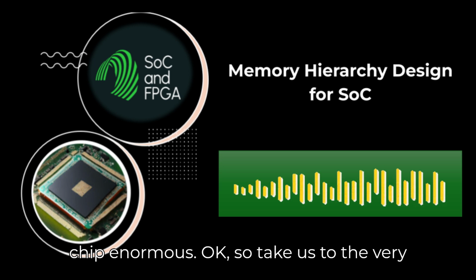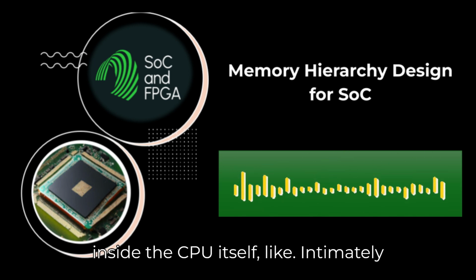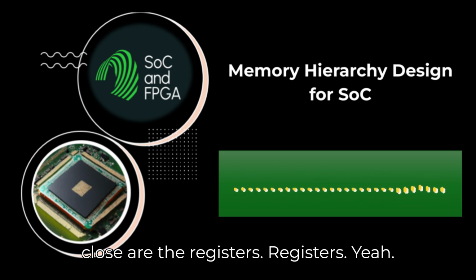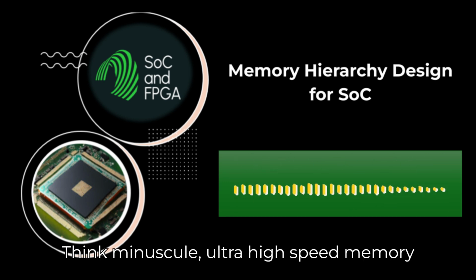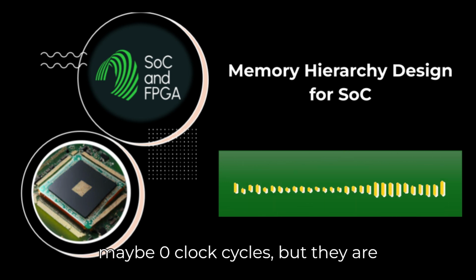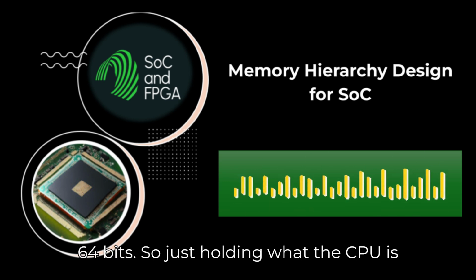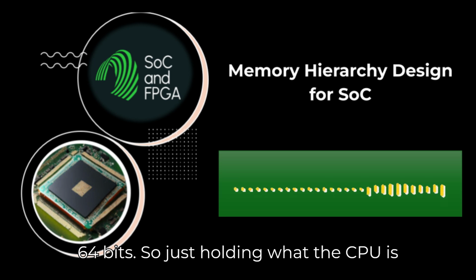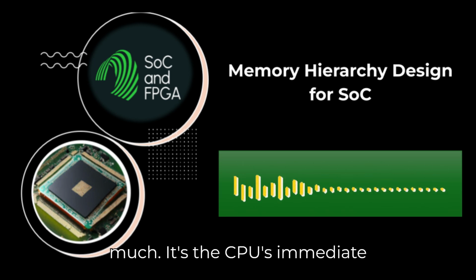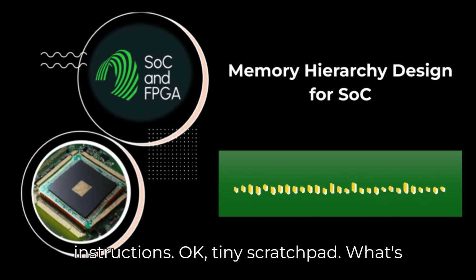Okay, so take us to the very top, the peak of the pyramid. Right inside the CPU itself, intimately close, are the registers. Think minuscule, ultra-high-speed memory spots. Access is almost instantaneous, maybe 0 clock cycles, but they are incredibly small. Maybe 16 bits, 64 bits. So just holding what the CPU is working on right this second. Pretty much. It's the CPU's immediate scratch pad. Active data, active instructions.